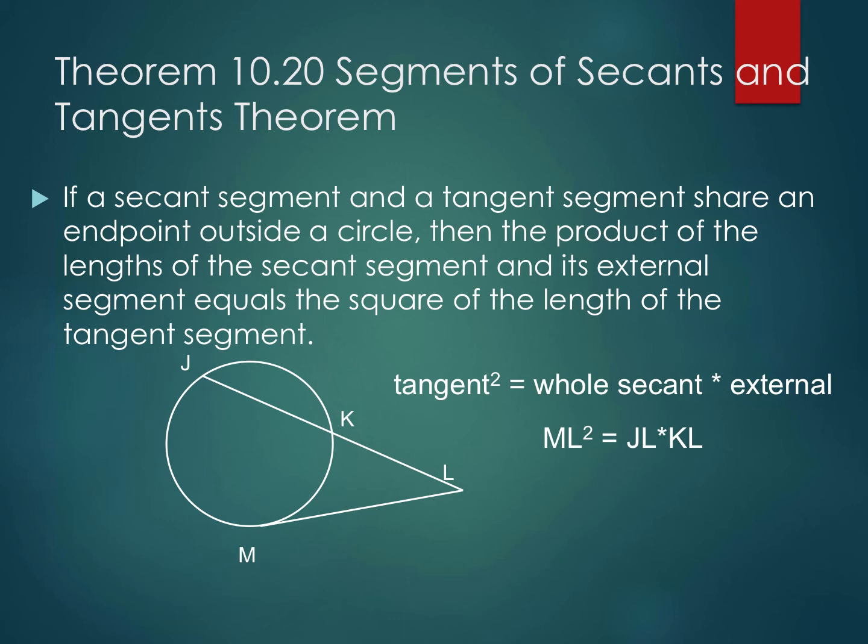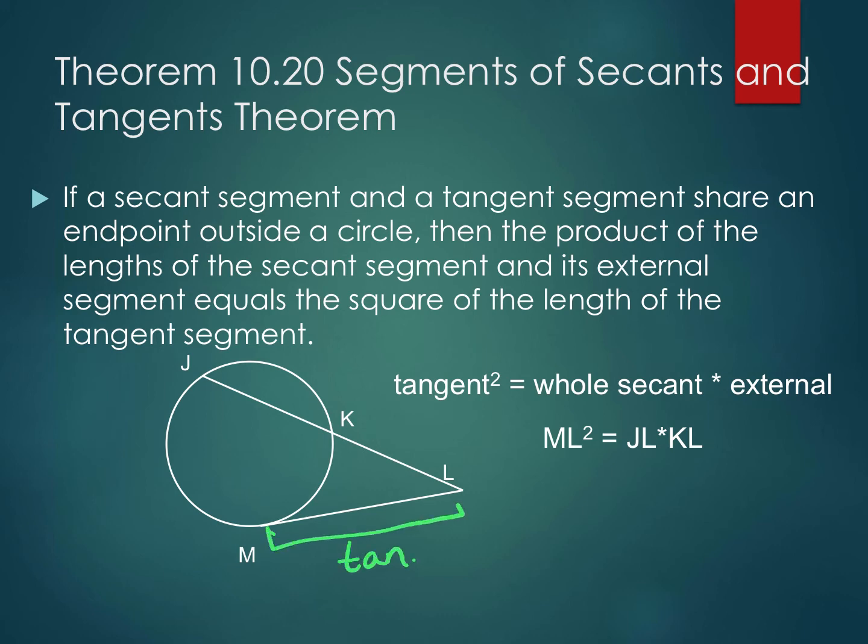So in this picture, we have one tangent segment and one secant segment. This theorem states that if a secant segment and a tangent segment share an endpoint outside the circle, then the product of the length of the secant segment and its external segment equals the square of the length of the tangent segment. So over here is my tangent segment.